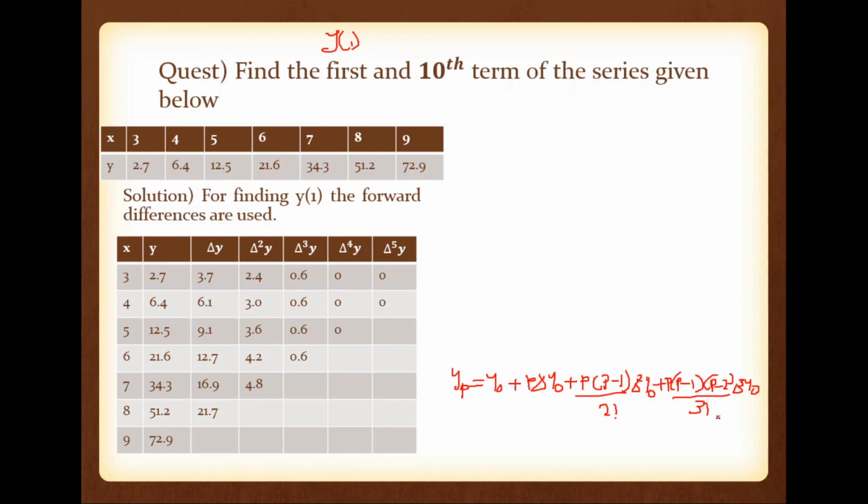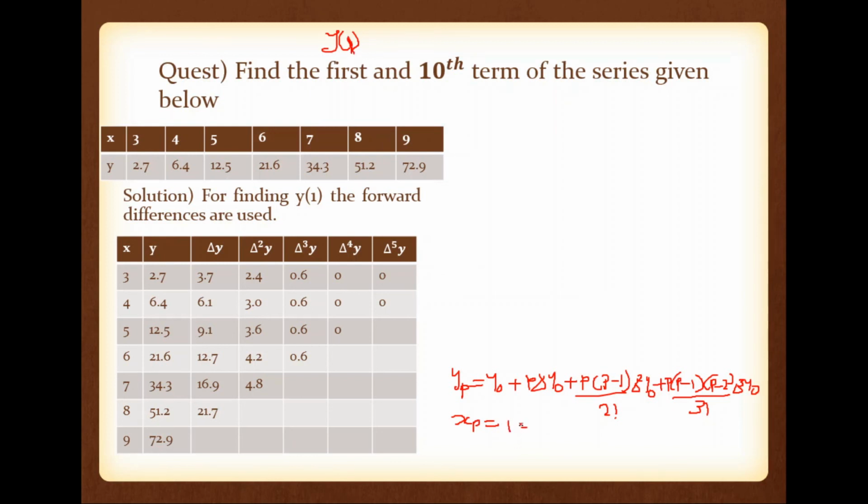Actually we have to continue this up to delta raised to 6 y, but as delta raised to 4 y0 onwards we have 0 in it, there is no need to continue. So here the important term is p. So we have to find p. What is p? What is xp? xp is equal to 1 point, it is 1. So xp equal to 1.